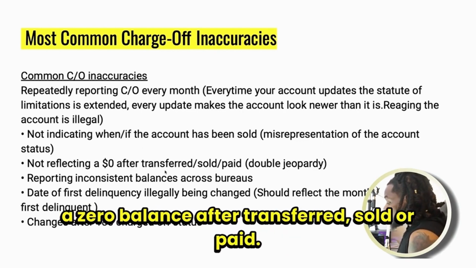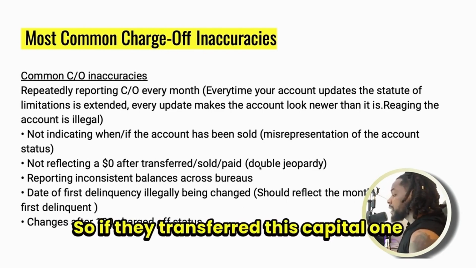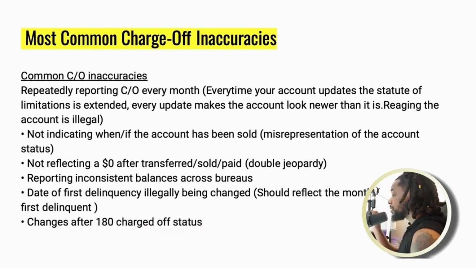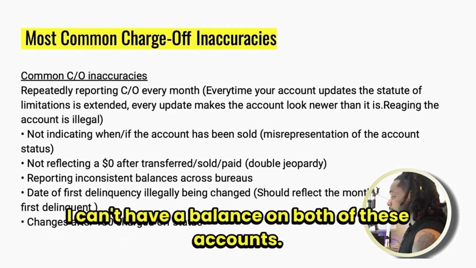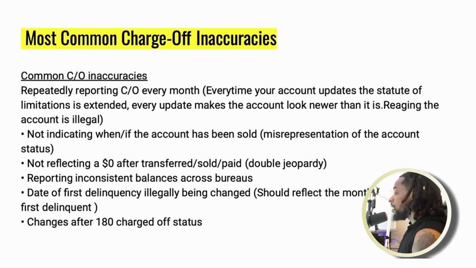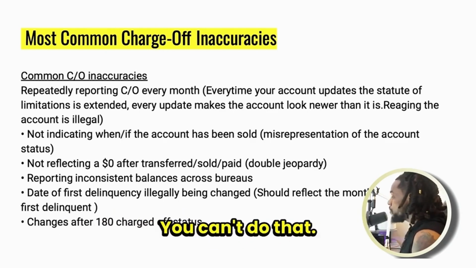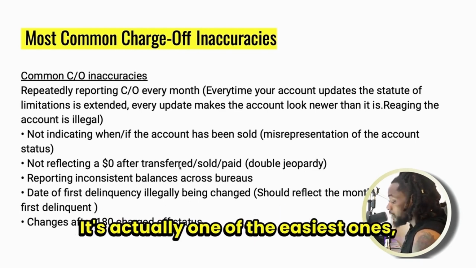Not reflecting a zero balance after the account is transferred, sold, or paid. That's double jeopardy. If they transferred this Capital One account to Portfolio Recovery collection, that Capital One account should have a zero balance. If it doesn't, that's inaccurate. I can't have a balance on both of these accounts. The creditor and the collection agency can't both be trying to collect on this one account. That's an inaccuracy that can get a charge-off deleted. It's actually one of the easiest ones.